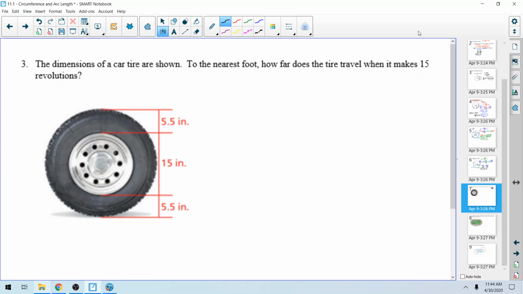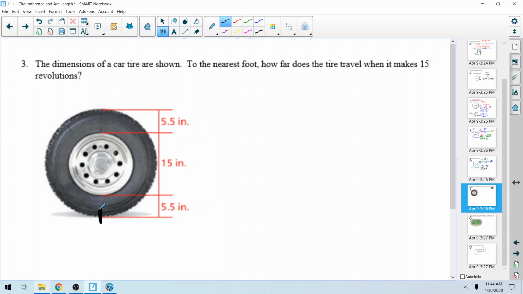Okay, everyone, example number 3. The dimensions of a car tire are shown. To the nearest foot, how far does the tire travel when it makes 15 revolutions? So this tire is going to spin 15 times. Okay, so think about that.